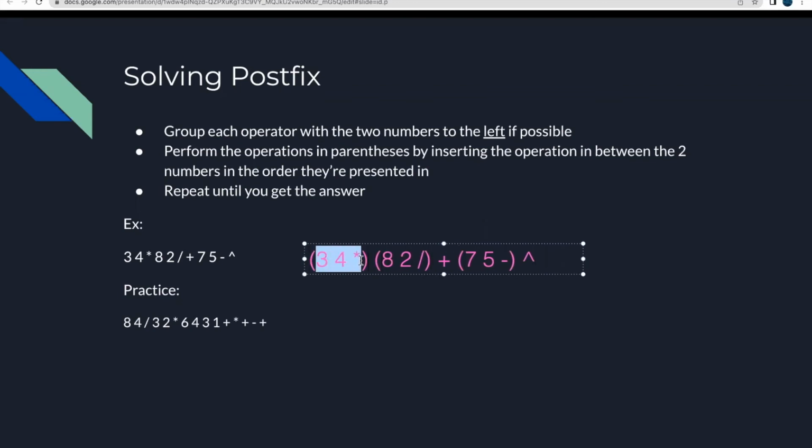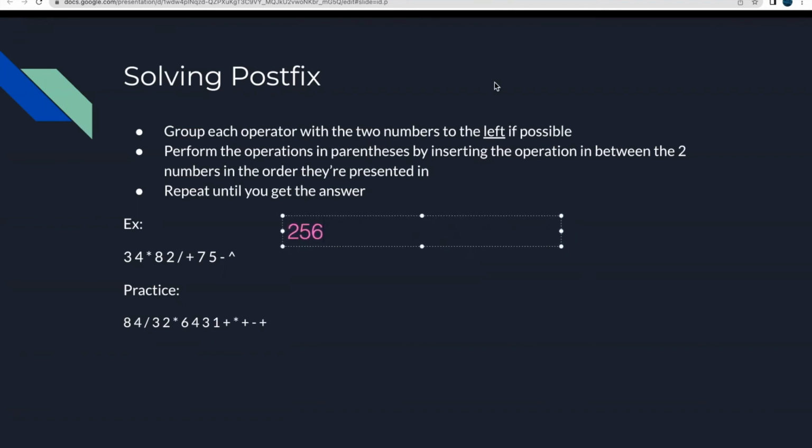And 3 times 4 is 12. 8 divided by 2 is 4. 7 minus 5 is 2. And then we can group these. So 12 plus 4 is 16. And then 16 to the power of 2 is 256. So that was the same as the last slide. But for this next one, we have 8, 4.